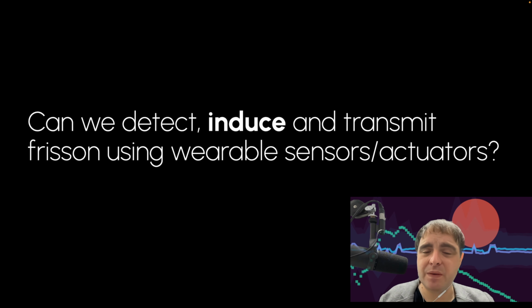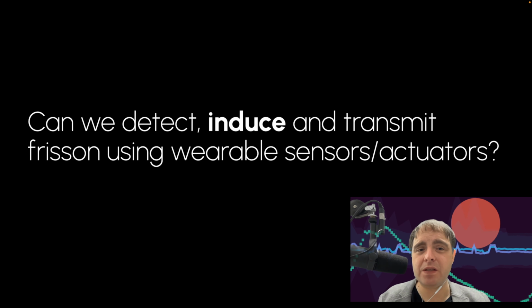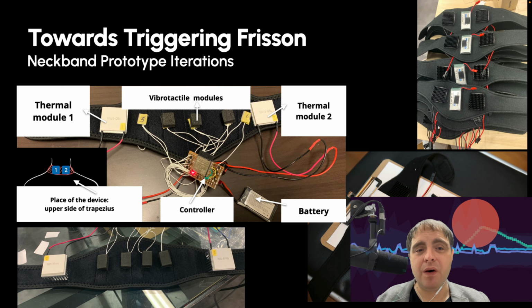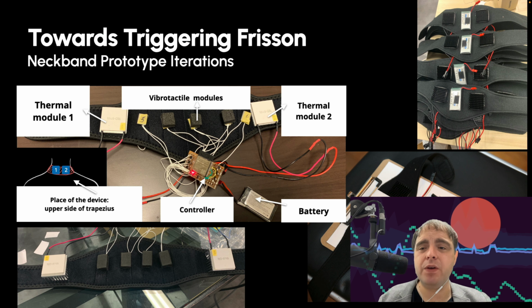In the latter part, we also try to induce frisson. In this case, there's some related work that uses electrostatic activation to get your hairs going up, or also Peltier elements, cold feedback on the back. We went also with cold feedback and also some vibrotactile activators, but in the end we just decided to use the cold feedback. That was the best. So 2 thermal modules on the back of your neck to activate frisson.